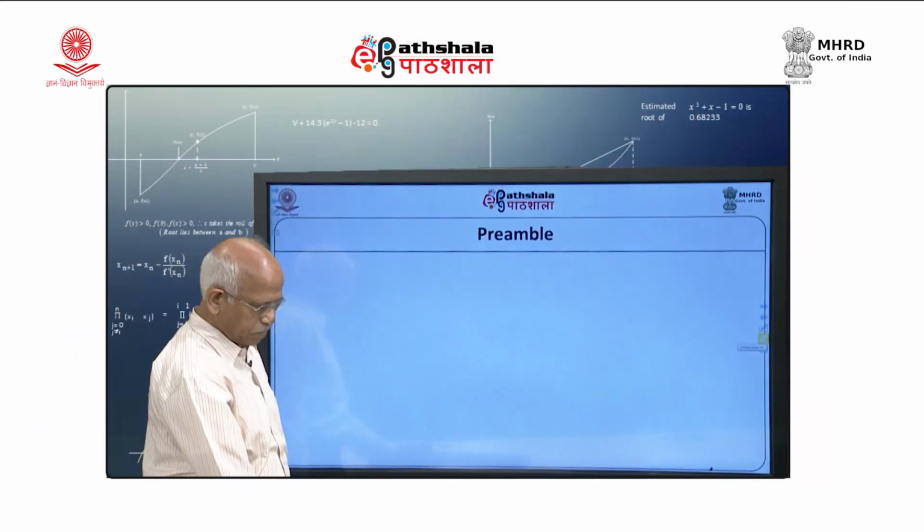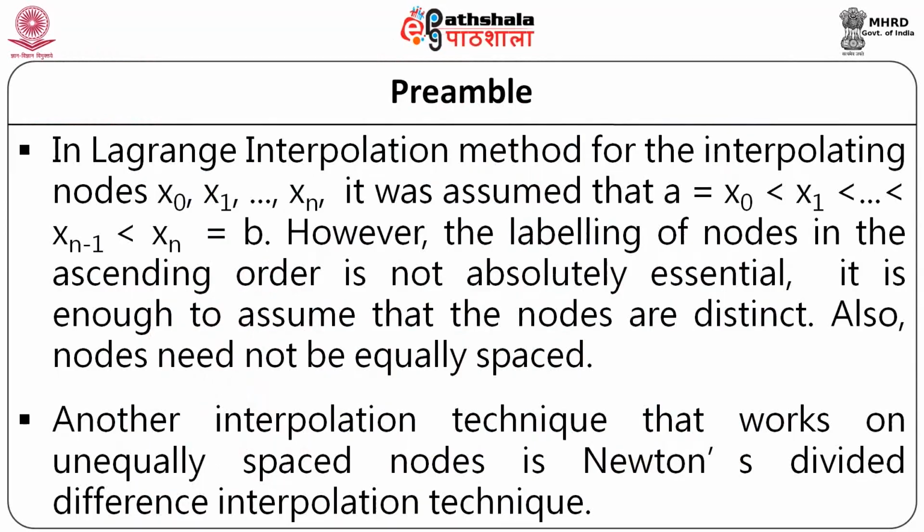In the preamble, let me remind you that in the last module, we studied Lagrange's interpolation method, and in that method the interpolating nodes we selected were x 0, x 1, x 2, up to x n, and it was assumed that a is less than or equal to x 0 is less than x 1 is less than x 2, and so on and so forth.